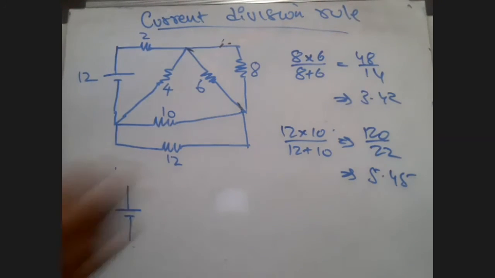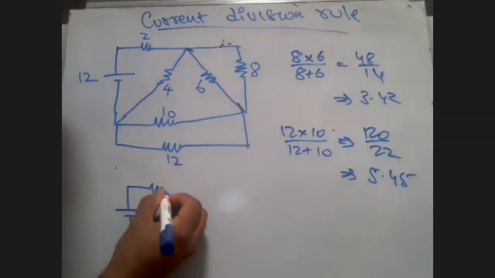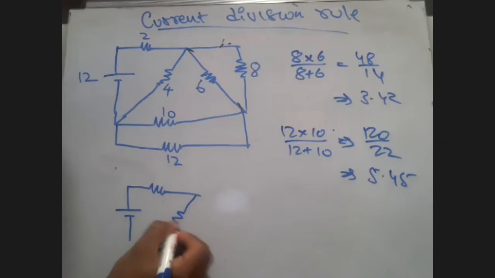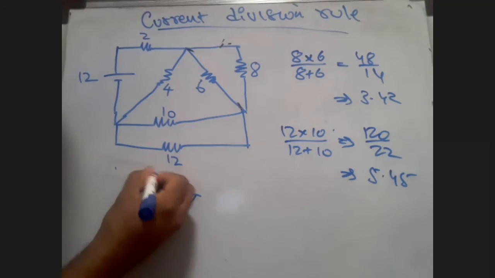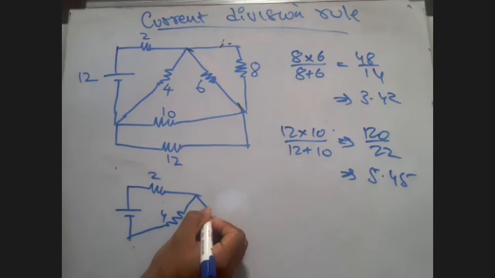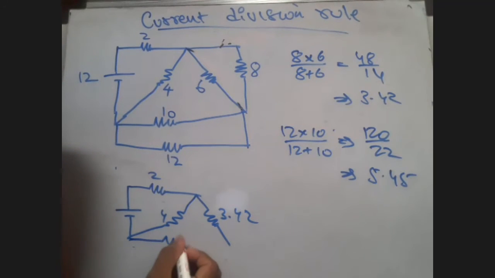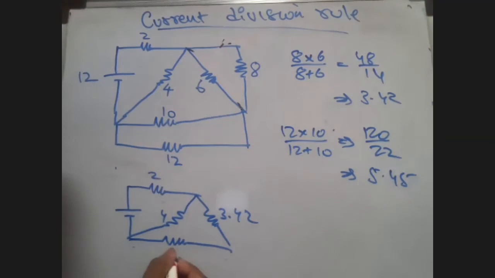Okay, there was a small disturbance. One minute. Look here, I am coming to that. So this is 2 ohms here. This was 4 here. This was 2 here. This was 3.42 here. And here, how much did we find? 5.45.